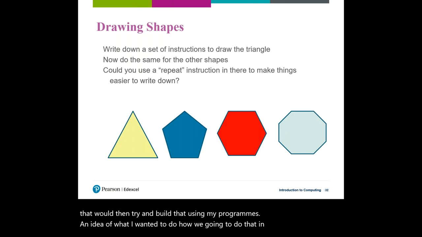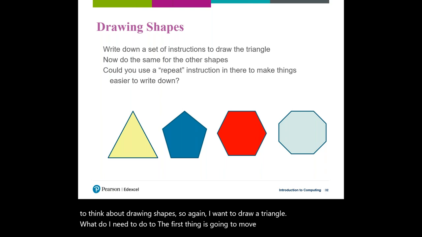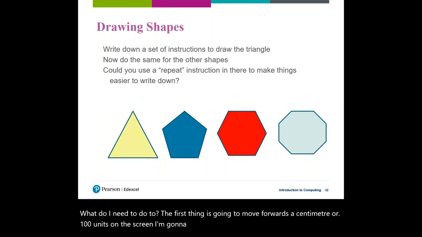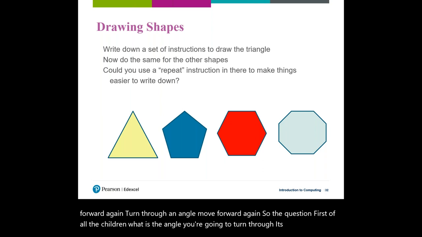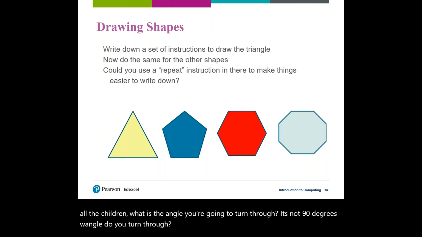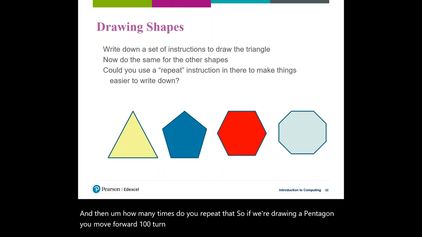You might start to think about drawing shapes. So again, I want to draw a triangle. What do I need to do? The first thing is I'm going to move forwards 100 units on the screen, turn through an angle, move forward again, turn through an angle, move forward again. So the question first of all to the children is, what is the angle you're going to turn through? It's not 90 degrees. And then how many times do you repeat that? So if we're drawing a pentagon, you move forward 100, turn through 72 degrees, move forwards 100, turn through 72 degrees, move forwards 100, and so on.